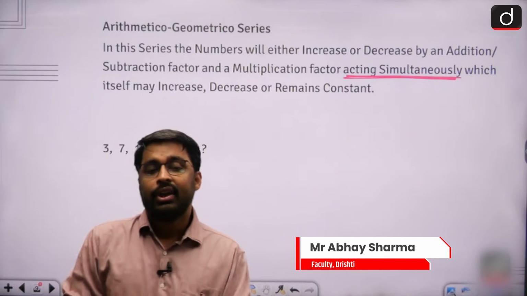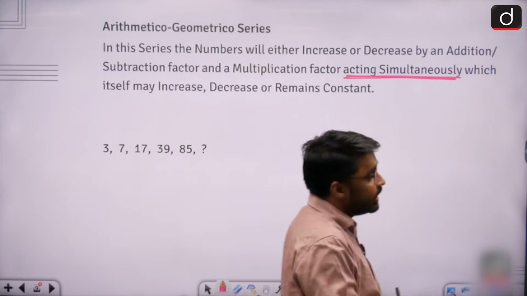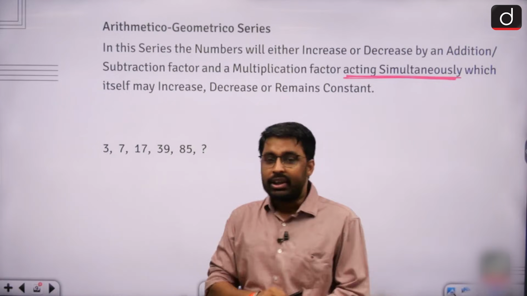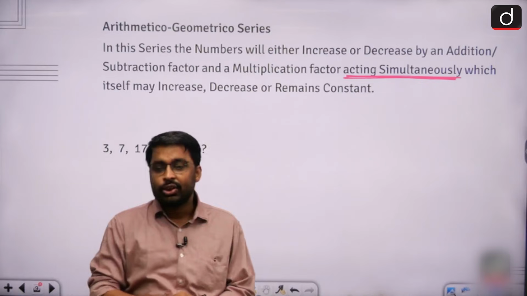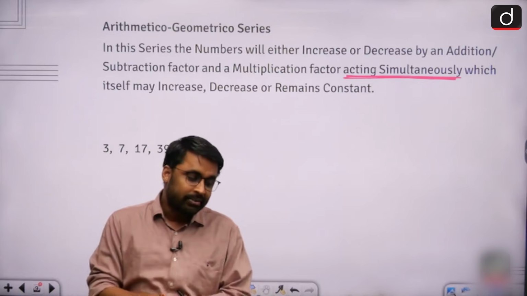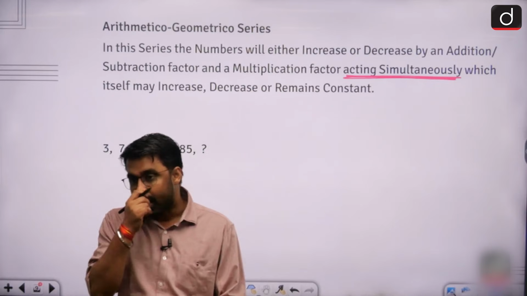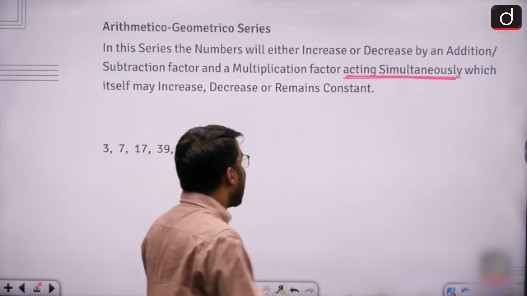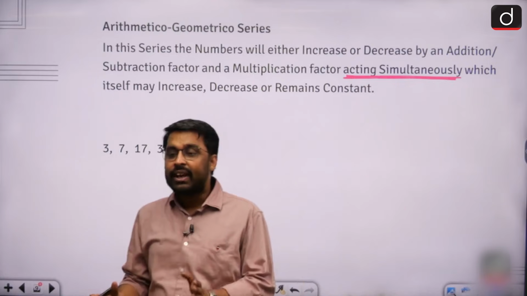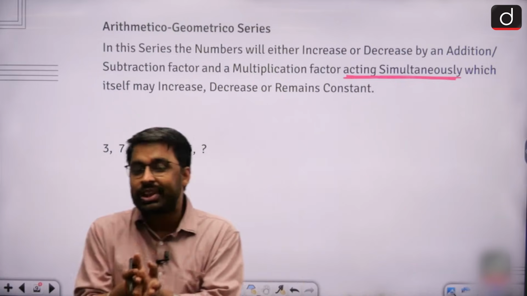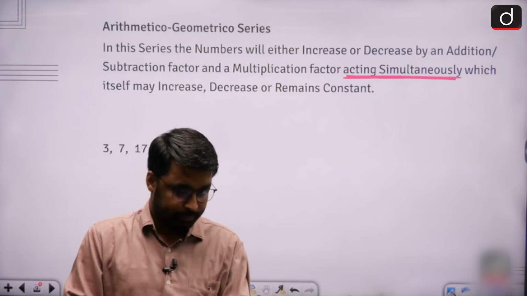See, the concept of arithmetico-geometrico series says that in this series, reading left to right, my terms will either increase or decrease, right? And if the terms are increasing or decreasing, an addition or subtraction factor would be involved along with a multiplication factor. And both these factors are going to act simultaneously. Acting simultaneously means that both the factors are going to act on the same set of terms, as well as both the factors can act at the same time.